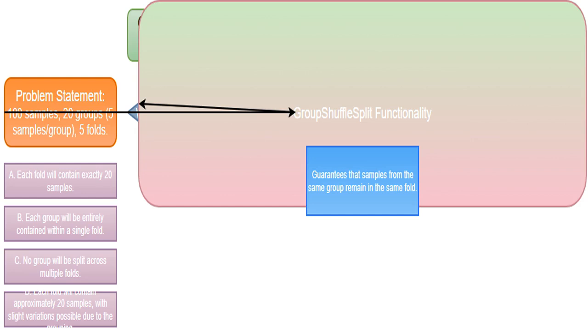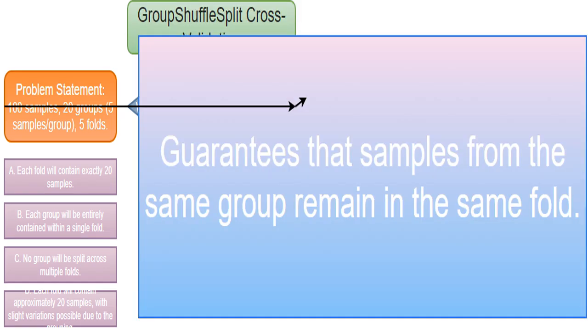That's the golden rule. I guarantee that if I have data grouped, like repeated measurements on the same subject, GroupShuffleSplit prevents splitting those groups between training and testing sets in a cross-validation process. This makes the results more reliable and avoids biased evaluation.